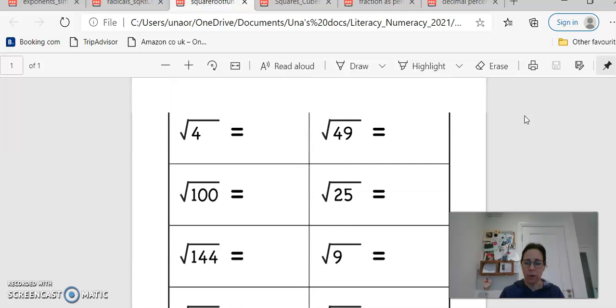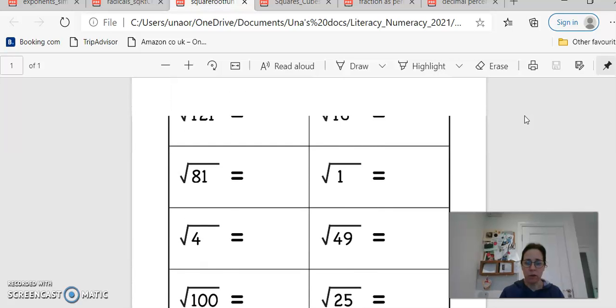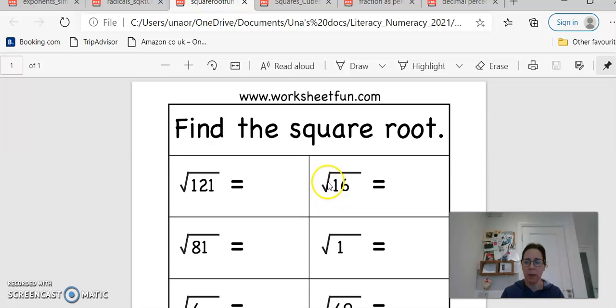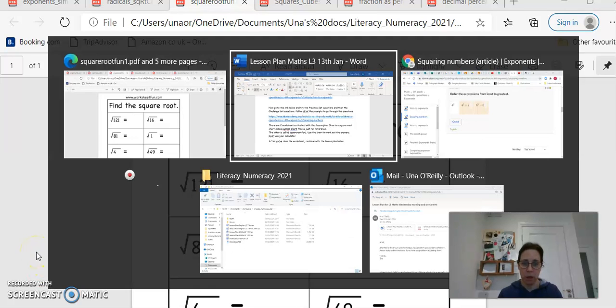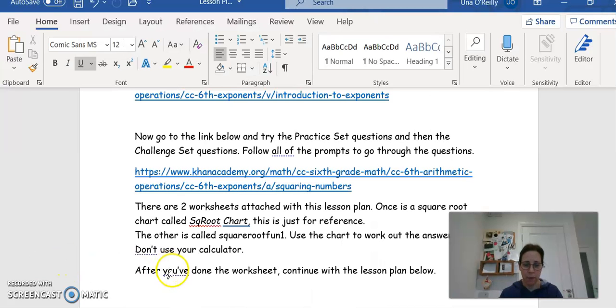I'm not going to do the first. Let me see what's the first one. Okay, let me take 16. The square root of 16. We talked about this a minute ago. It is in your reference chart, okay? The square root of 16 is 4, which means you have to multiply 4 by 4 to get 16. What number do you have to multiply by itself to get this number? That's what that's asking. Okay, right. So that is the first part of this section. Don't use your calculator, as I said. After you've done the worksheet, continue with the lesson plan below.